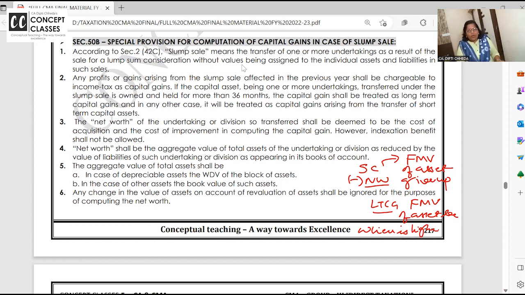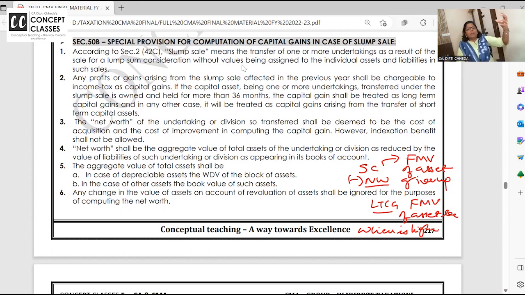Is this clear to all of you? In slump sale, we are taking sale consideration minus net worth as the capital gain. But until now, sale consideration was the actual sale consideration. How do we do it in section 50C, you remember? Stamp duty value or actual sale consideration, whichever is higher. Similarly here, instead of taking the actual sale consideration, take the fair market value of the asset which you have given up.